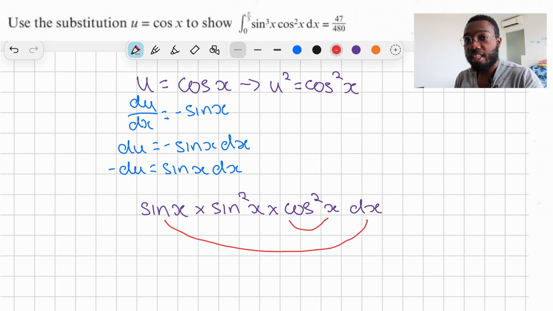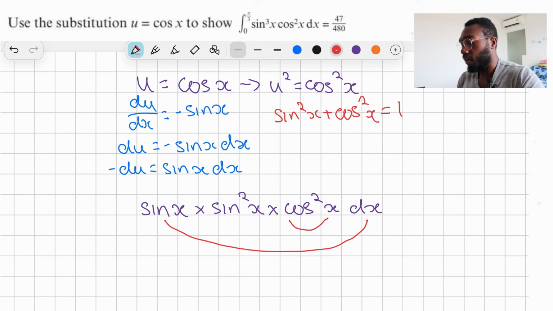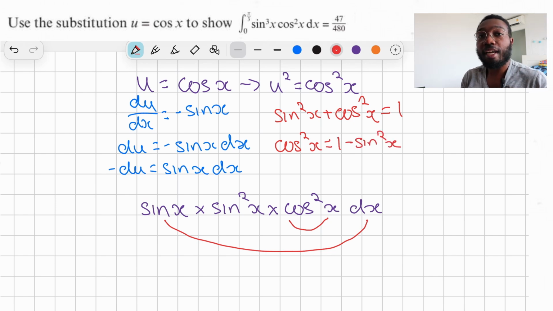We need some expression of sine squared x in terms of u. So how can we do that? Well, this is what we can do. What do we know about sine squared x and cosine squared x? We know that sine squared x plus cosine squared x equals 1. So if we rearrange this to get it in terms of cosine squared x, cosine squared x is equal to 1 minus sine squared x. So we can change our cosine squared x into 1 minus sine squared x.